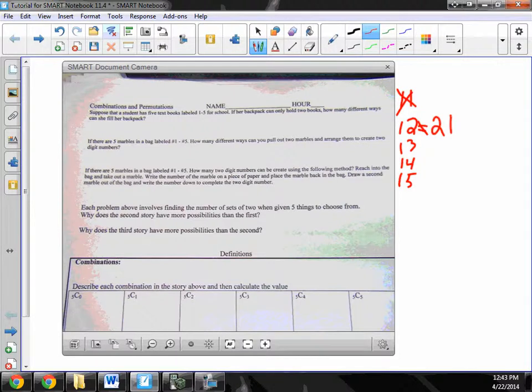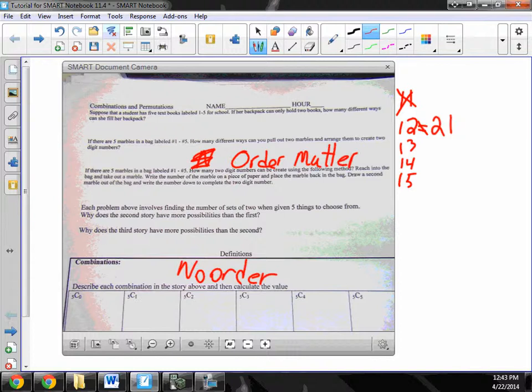So for a combination, there is no order. And on a permutation, you probably want to write, order matters. On a permutation, 12 and 21 are counted twice. Combination is no order. Permutation, order matters. So that is pretty obvious why permutations are bigger than combinations. Because there are so many cases where 12 and 21 come up. So permutations have to be bigger than combinations.